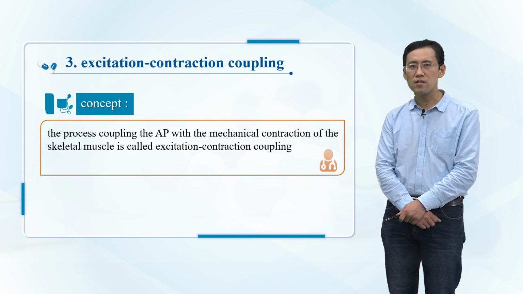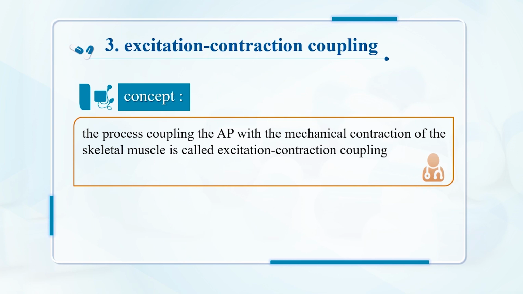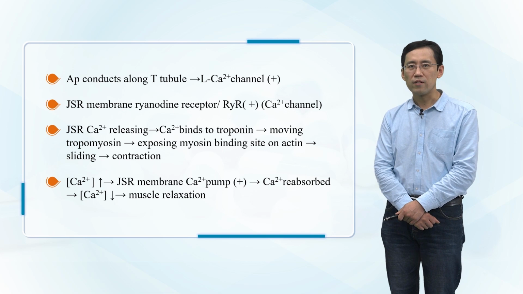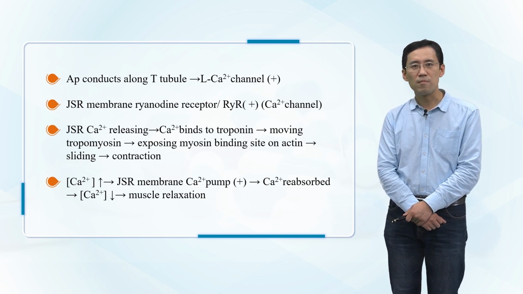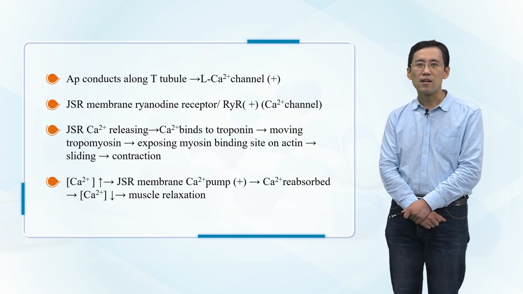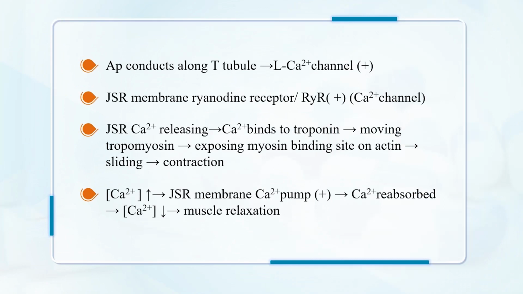And let's see the excitation contraction coupling. The process couples the action potential with the mechanical contraction. The process in detail is as follows. Action potential conducts along the T-tubule to calcium channels in the junctional SR membrane, ryanodine receptor combined, and the SR releases calcium, and the calcium binds to troponin, moving tropomyosin, exposing the myosin binding site on actin, then causing the sliding contraction, and then calcium is reabsorbed by the SR membrane calcium pump.